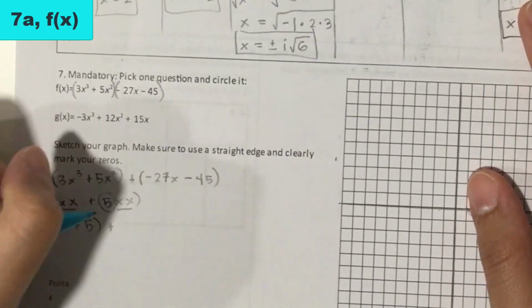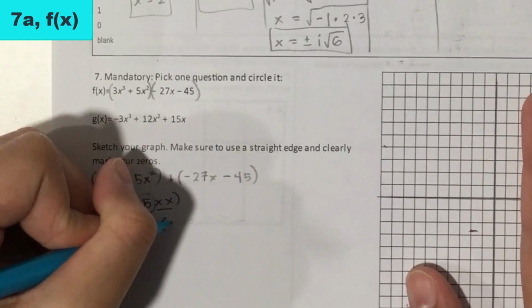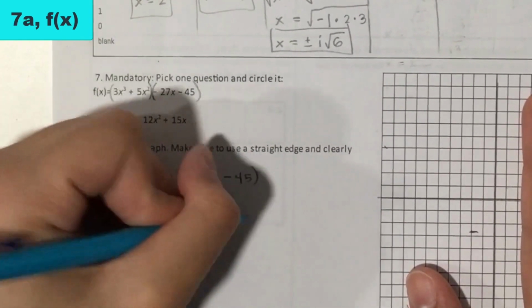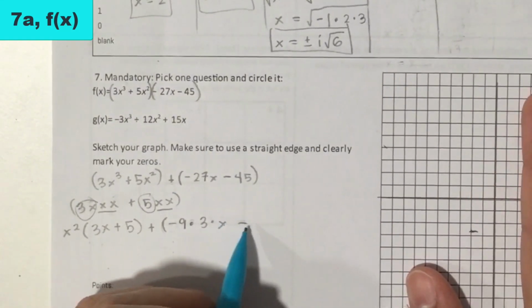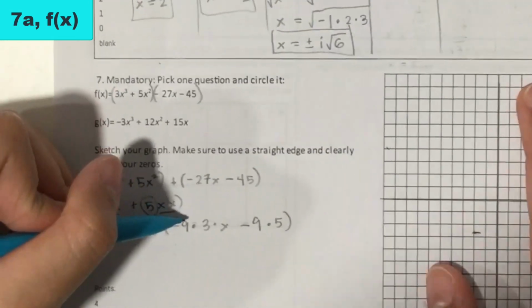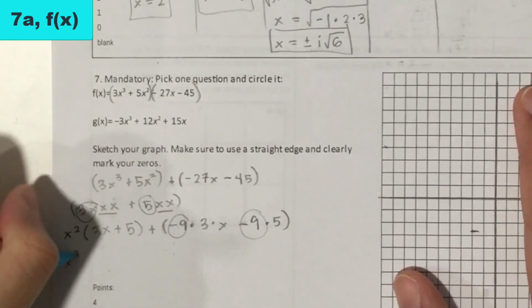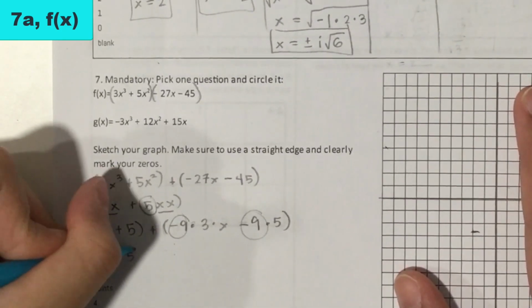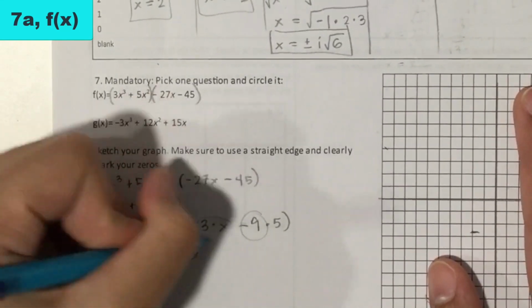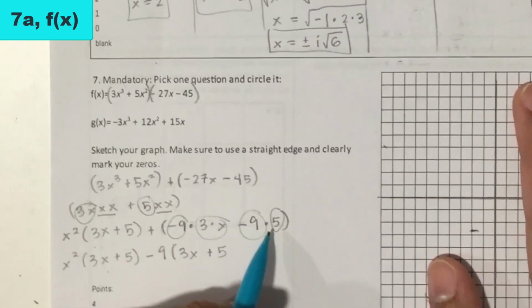We do the same for the second one. We can also see that they have a GCF. When we expand it, it can be -9 times 3 times x minus -45 can be -9 times 5. And now we know that both of them have -9 in common, so we take that out as well. So when we write it, it becomes -9 times the quantity of 3x plus 5, because we took out the negative as well. So we're left with just +5.